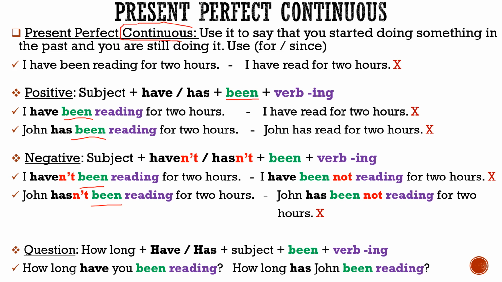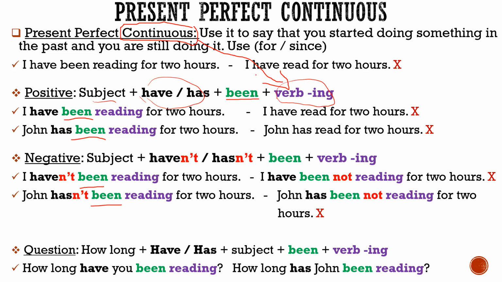Whenever you hear continuous, continuous means what? Means verb ing. Don't forget that, okay? Okay, Siddharth? Okay, Mu'min? Good. Okay, Zara? When you see continuous, it means verb ing. Subject, have or has, then been, then verb ing, okay?